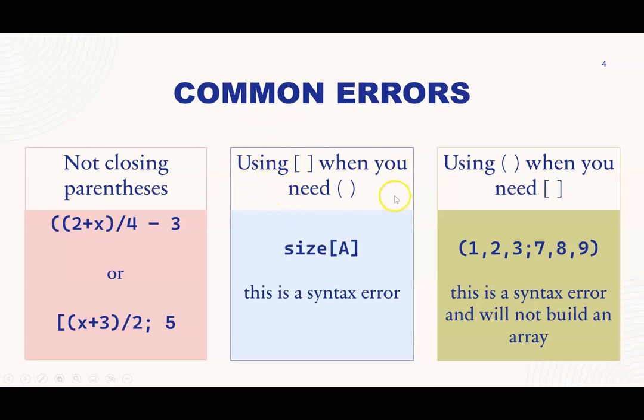Another common error is when we use square brackets instead of parentheses. For instance, trying to use square brackets when defining the input for a function will lead to an error. One other common error is using parentheses when we need brackets. For example, you cannot build an array this way. The way to build an array is using square brackets.